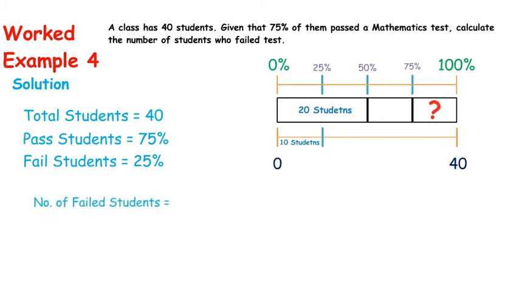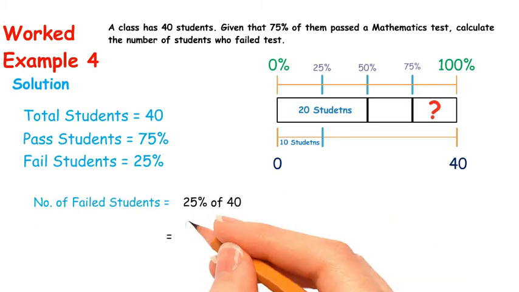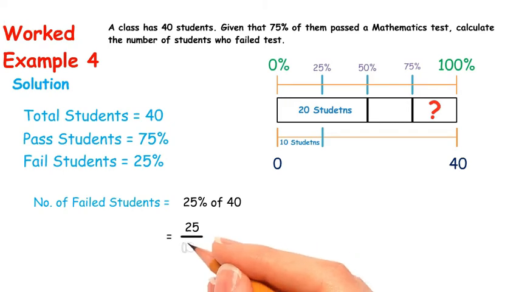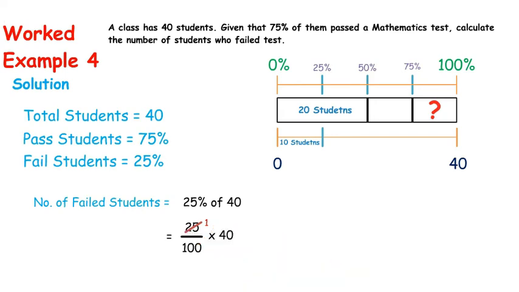Numerically, the number of failed students equals 25% of 40. That is 25 out of 100 times 40. 25 times 1 equals 25. 25 times 4 equals 100. So it is 1 out of 4 times 40. 4 times 1 equals 4. 4 times 10 equals 40. The number of failed students is 10.